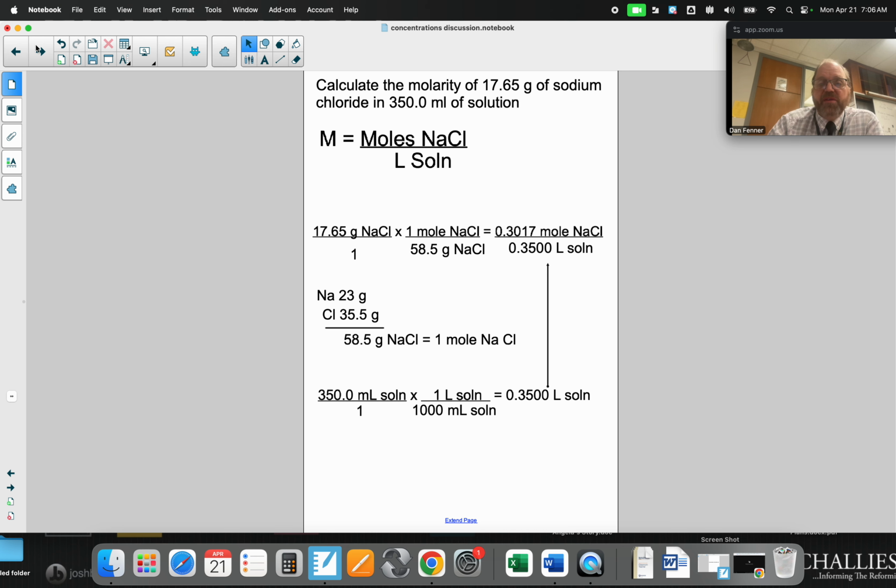Plug it in, divide 0.3017, grab your handy calculator. This goes into this. Multiply through, we get 0.8620, needing 4 sig figs. That's my answer.